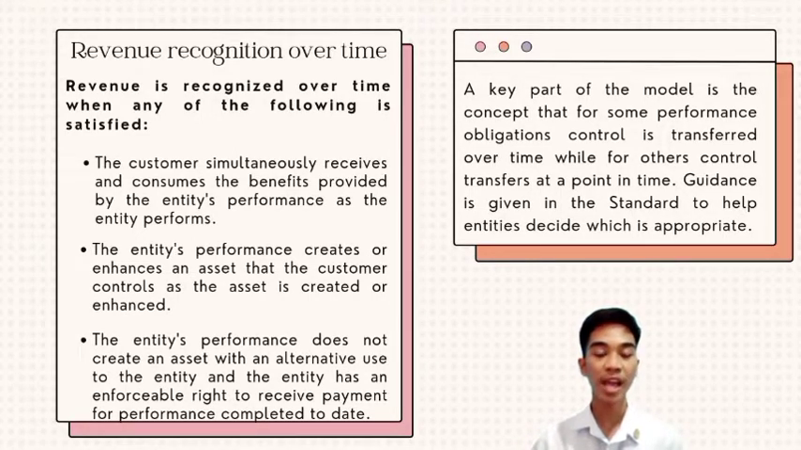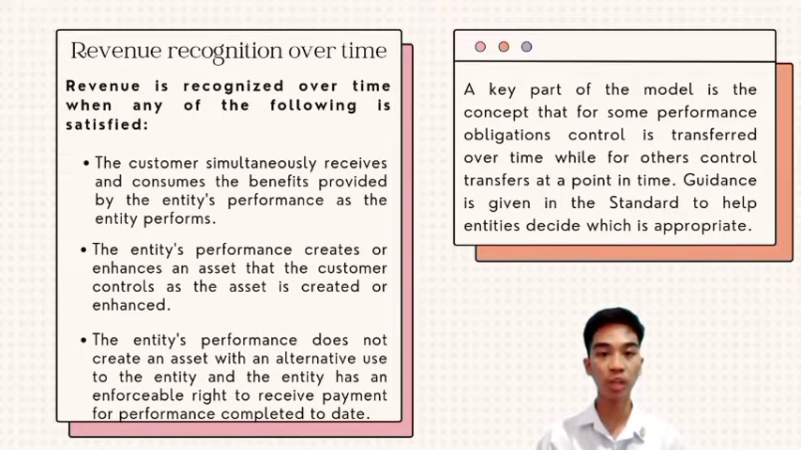Letter C, the entity's performance does not create an asset with an alternative use to the entity, and the entity has an enforceable right to receive payment for the performance completed to date. For example, constructing a specialized asset that only the customer can use, or constructing an asset in accordance with the customer order.